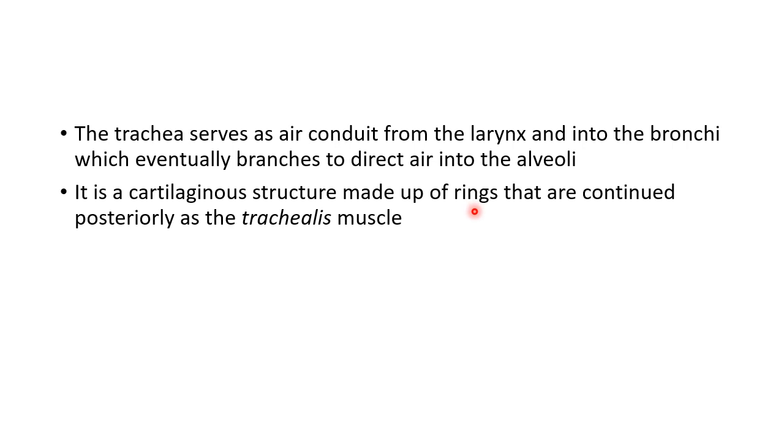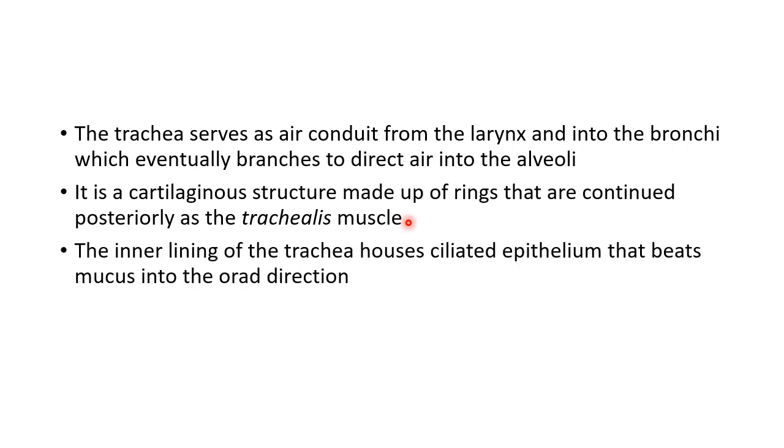Posteriorly, there is a defect in the cartilage, so it is not a complete ring, and that bridge is gapped by a muscle called the trachealis muscle. The inner lining of the trachea houses cells with hair structures, ciliated epithelium. These hair structures beat the mucus that lines the respiratory tract away from the lungs and towards the mouth.